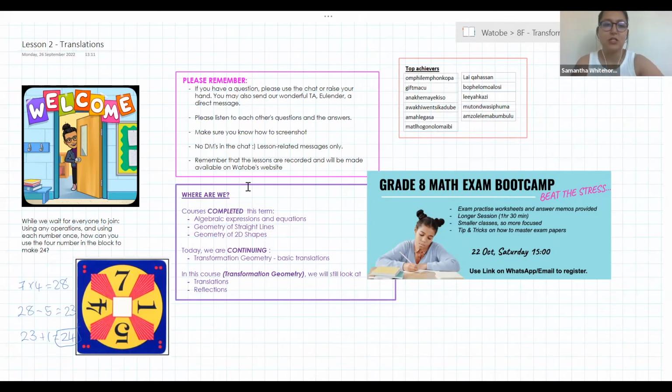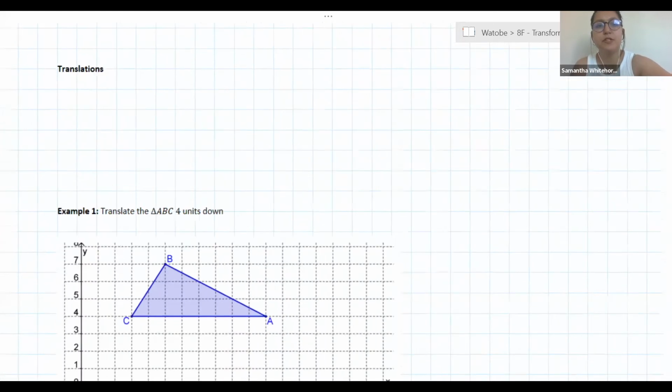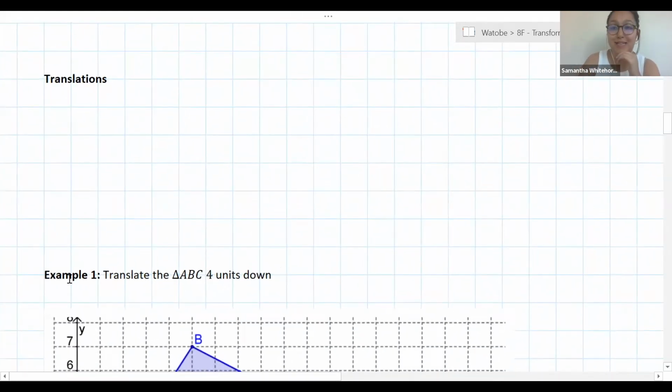Let us get started. The first thing we need to understand is what a translation is, because there are going to be different types of transformations that we're going to work with. It's very important that we understand the difference between the different things.